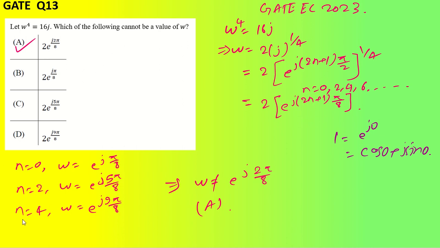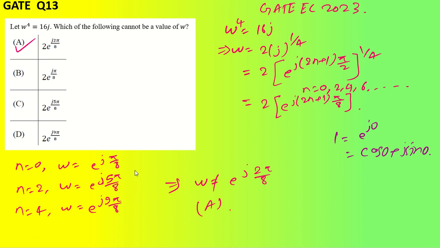If we have this value, then what is going to happen? Let's say n equal to 0. What would be your W value? So W will be e to the power j pi by 8. Then 2 e to the power j 5 pi by 8. Then 4 e to the power j 9 pi by 8. So basically these are the three values that you are going to get. If you keep on increasing, it will be 6, 8, 10, something like that.